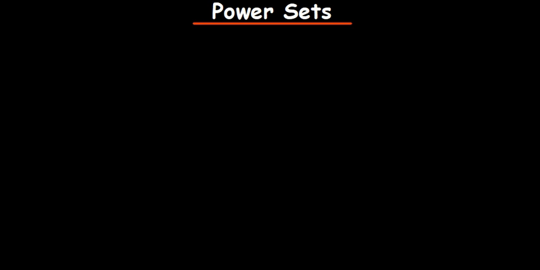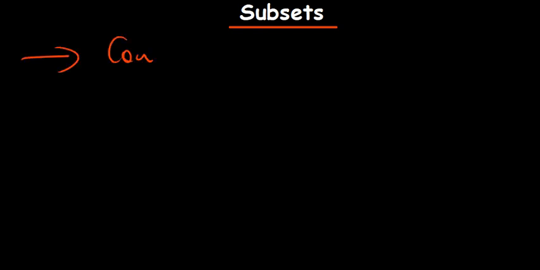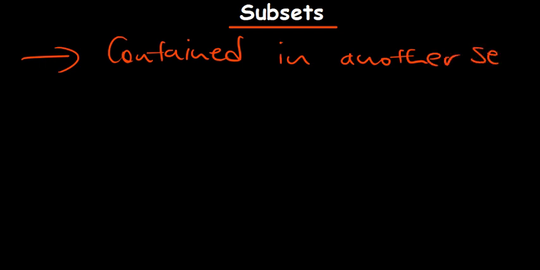And then we now have what we call power sets. What is a power set? So a power set, of course, makes more sense after you talk about subsets. So let me start with the subsets and then we get back to the power sets. So what is a subset? A subset is a set contained in another set. Contained in another set. That's what a subset is.